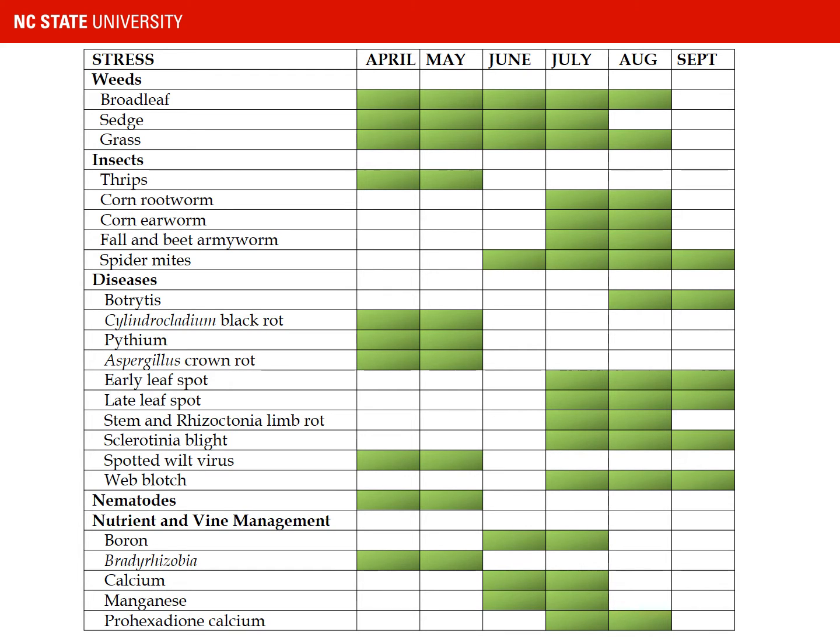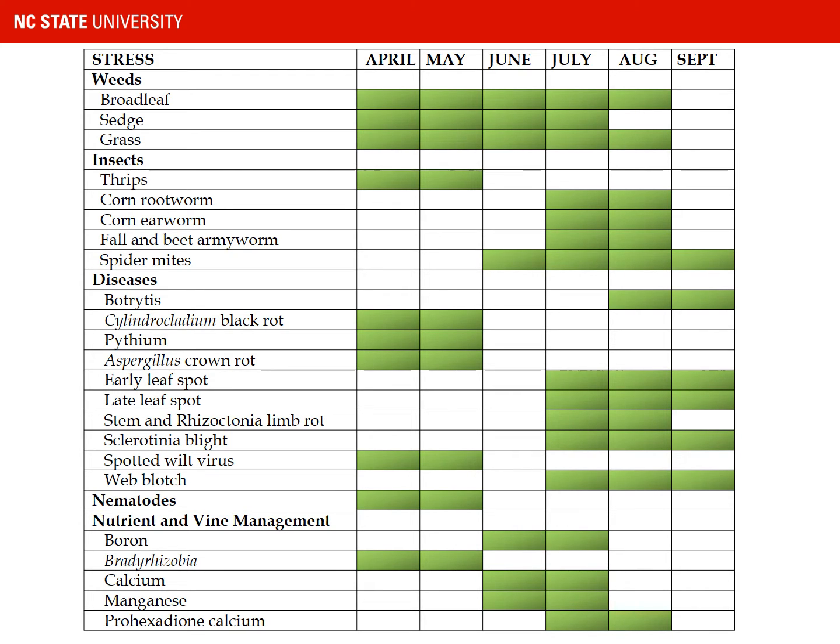Not botrytis, but CBR, Pythium, crown rot. But one of our big emphasis points is early and late leaf spot, stem rot, and sclerotinia blight when you get into July and August, and then on into September. Then tomato spotted wilt. There's really not much that goes on here because most of the control is with cultural practices, and then we have a disease called web blotch.